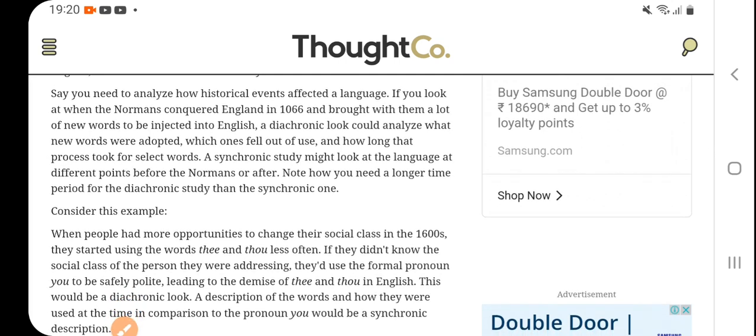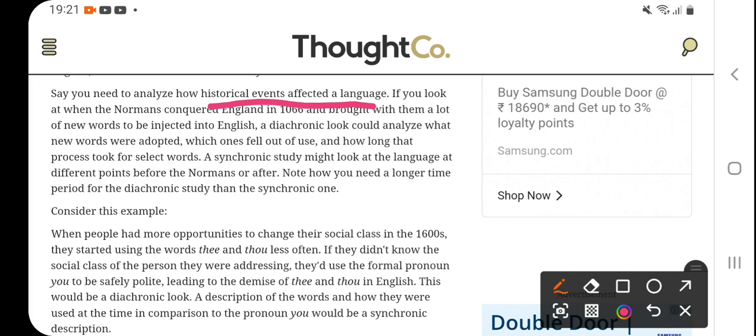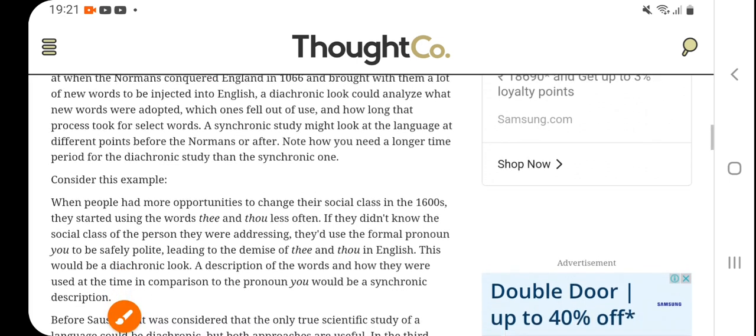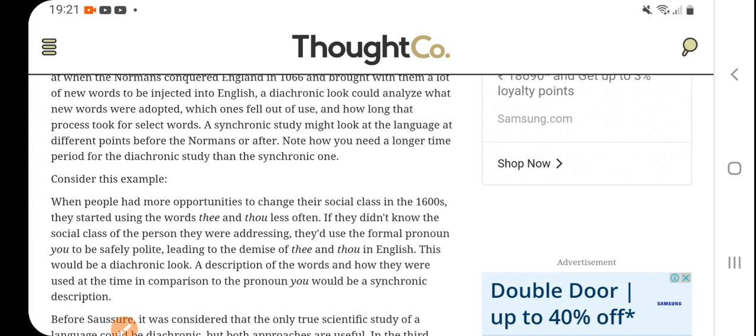Say you need to analyze how historical events affected a language. If you look at when the Normans conquered England in 1066 and brought with them a lot of new words to be injected into English, that is a historical event. Suppose we study this, when the Normans conquered England, and they brought some words and injected them into English.